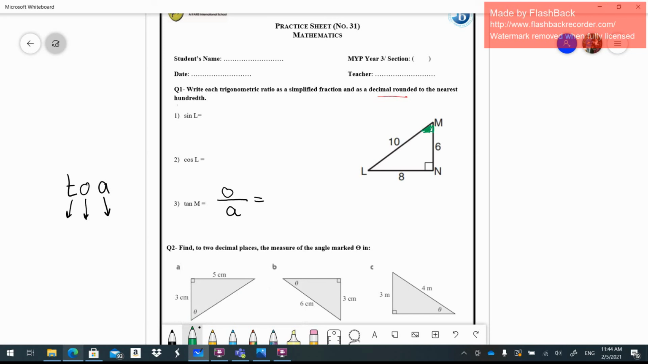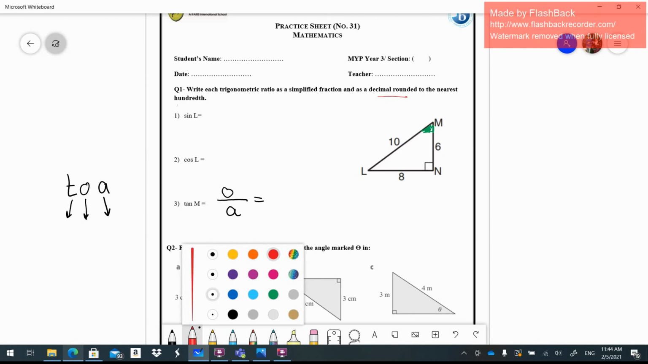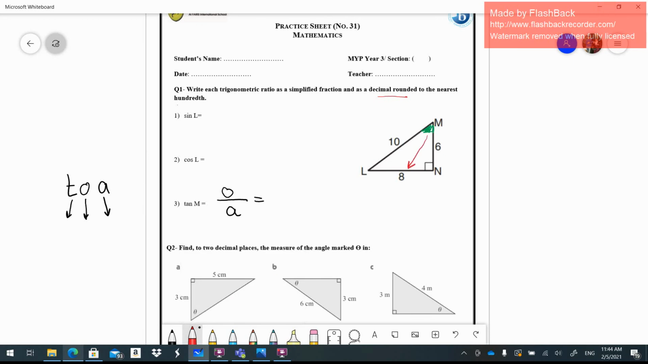What is the opposite side to angle M? The opposite side is always the side facing the angle. It will not touch it, but it's the side facing the angle. LN is the opposite side relative to angle M. What about the adjacent side now? The hypotenuse is always LM in this figure, because it's the side facing the 90 degrees. So this is the hypotenuse, and this is the opposite side. Therefore, the adjacent side is going to be MN. This is my adjacent side.